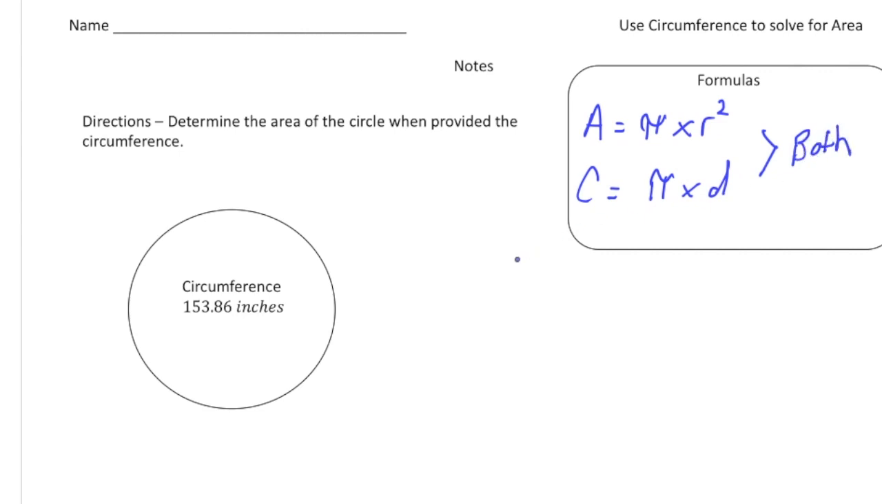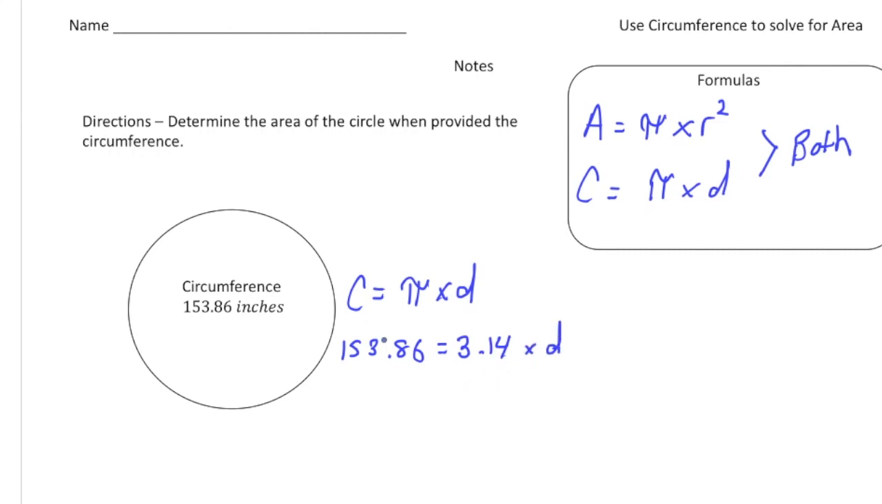All right. So the first thing we're going to do is write down the formula for circumference because that's what they give us. So circumference equals pi times d. And now let's plug in what we know. So we know the circumference is 153.86. So it's going to be 153.86 equals pi, which is 3.14, times d. So if you notice, we created an equation.